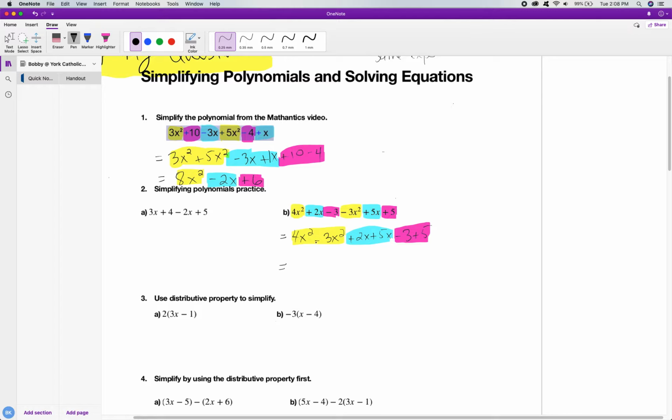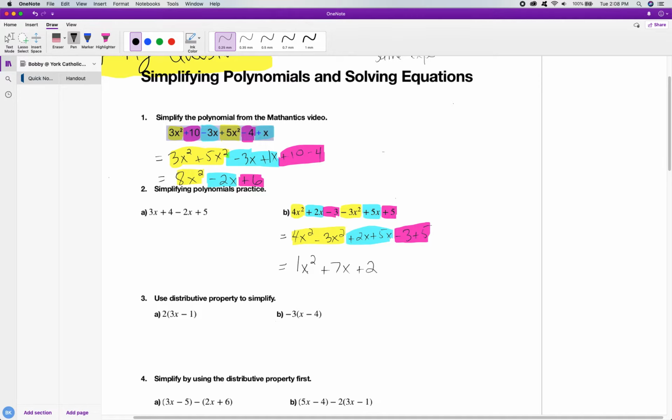So 4x squared minus 3x squared. It's like saying 4 apples minus 3 apples makes 1 apple. So I have 1 x squared. Now we wouldn't normally put the 1 there, but I'll keep it there for now. I have 2 x's and 5 x's, or 2 bananas and 5 apples makes 7 bananas, right? So positive 7x. I have negative 3 plus 5, which is positive 2. And that's it. That's my final answer.